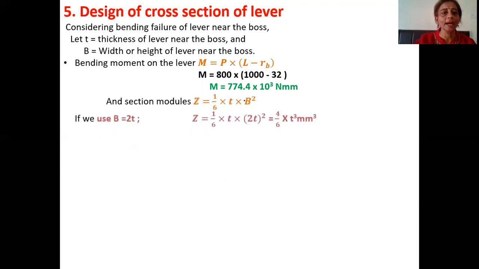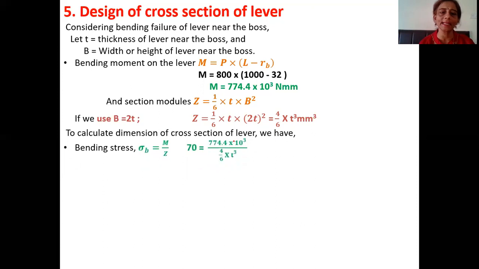Now I have divided the class into two batches, odd roll numbers and even. For odd roll numbers, we will be using B is equal to 2T. So when we substitute B is equal to 2T for odd numbers, the equation of Z turns to 4 by 6 T cube. When we use the sigma B equation, that is bending stress, M upon Z, substitute the value of Z as 4 by 6 T cube and M as this.